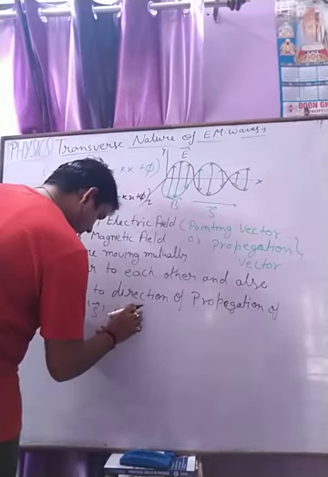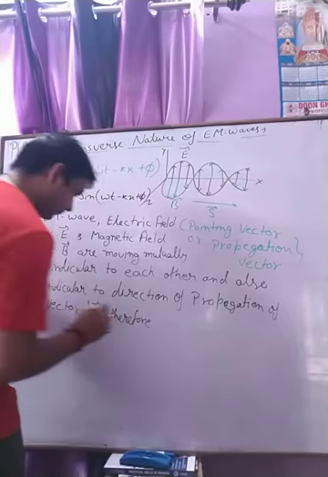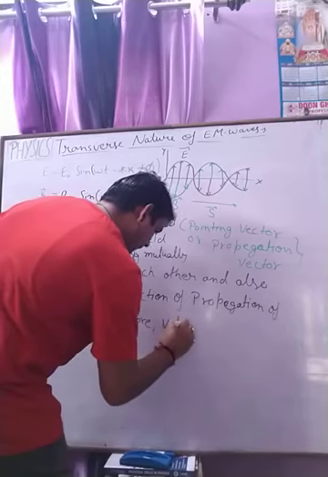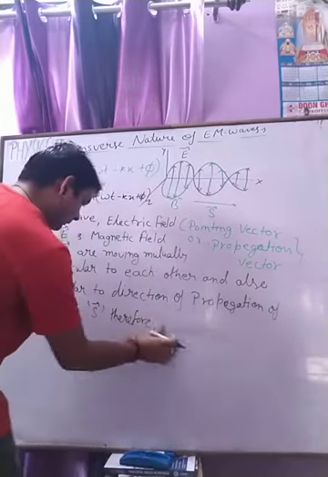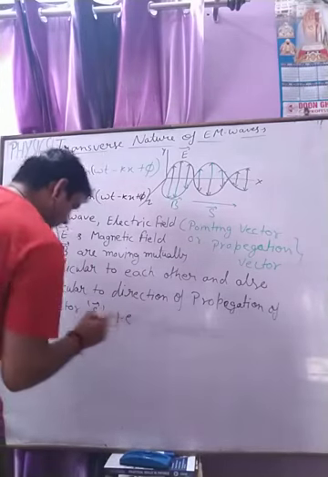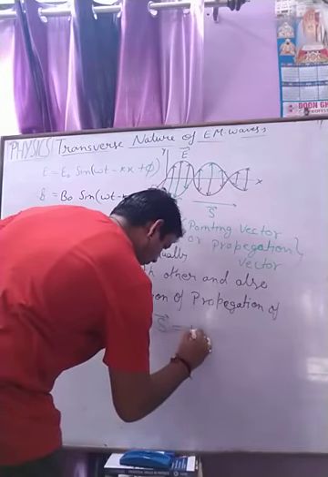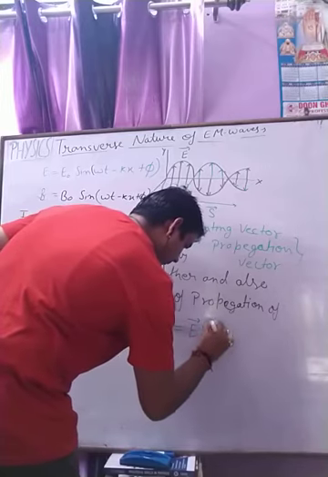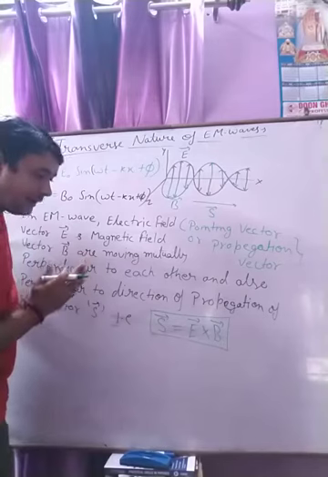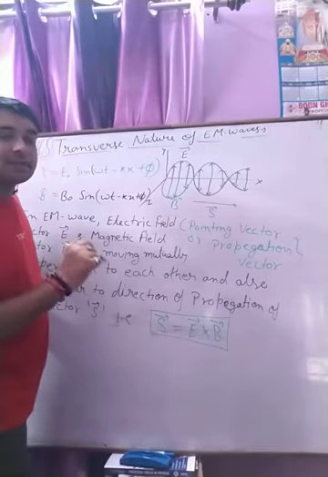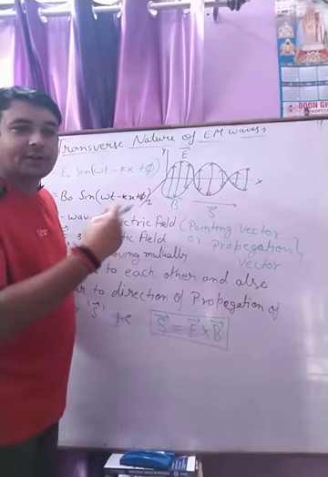Hence, or we say therefore, the propagation vector S is given by vector E cross vector B. Here students, vector B is the magnetic field vector, and when the current is moving in a circuit, the charge is oscillating, which creates the EM wave, that is, accelerated charge creates EM wave.